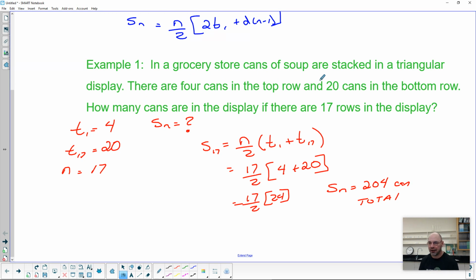But being able to recognize what each of these particular numbers in the problem means is the important factor for us. Okay, and that's our first example.